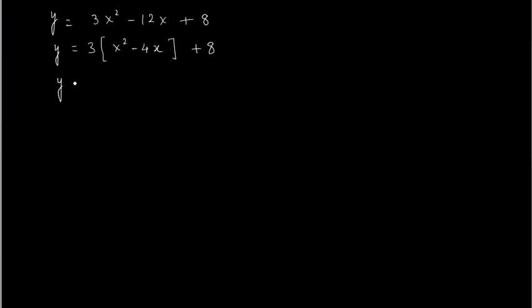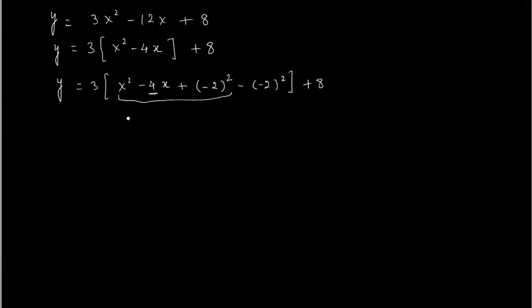Again we do the same thing. We simply note the coefficient of x, and here the coefficient of x is negative 4. So basically we add the square of half of the coefficient of x, which is simply negative 2. So we are going to add negative 2 square and subtract negative 2 square. In the same bracket, write plus 8. Now our first three terms become (x minus 2) whole square.